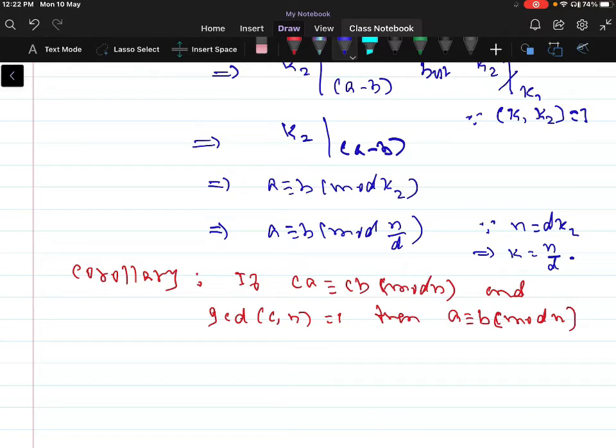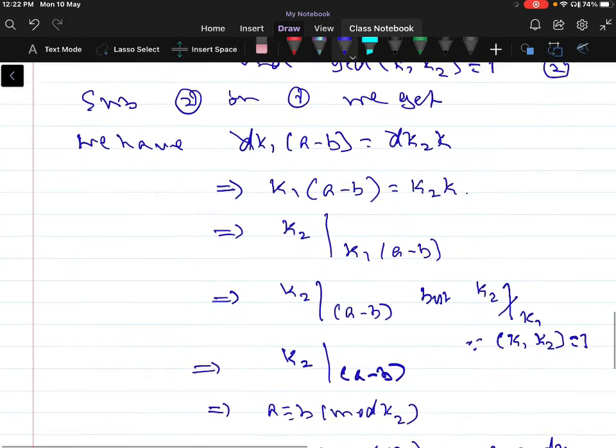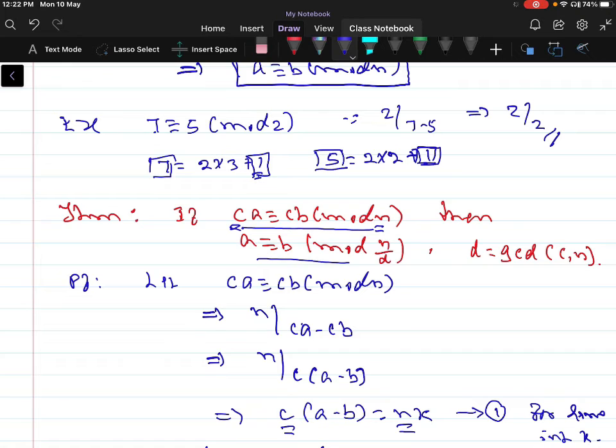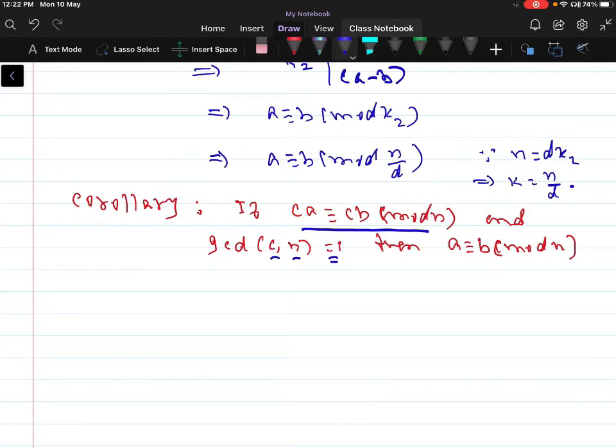So we'll move to the corollary. If CA is congruent to CB modulo N and GCD of C comma N is equal to 1, then you have to prove that A is congruent to B modulo N. Proof of the corollary is simple. We can refer to the previous theorem. If CA is congruent to CB modulo N, then A is congruent to B modulo N by D, where GCD of C comma N is equal to D. So in the corollary, GCD of C comma N is 1. So therefore A is congruent to B modulo N.